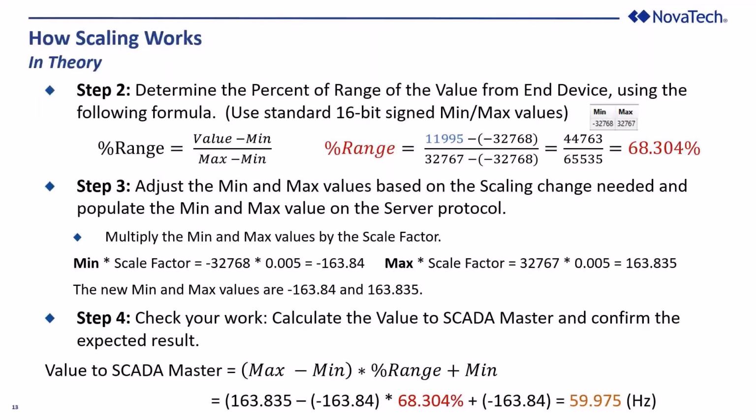So we went from a device measuring 59.975 hertz, which then sent an integer value of 11,995 to the Orion. The Orion converts that to a percent to full scale value. And then with the scaling on the server port, it then back calculates this 59.975 hertz.